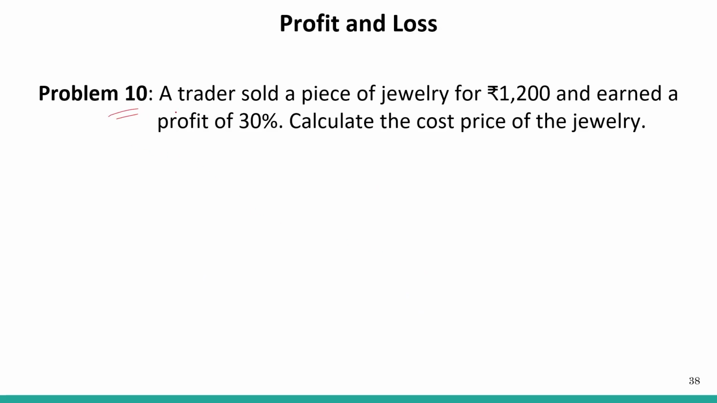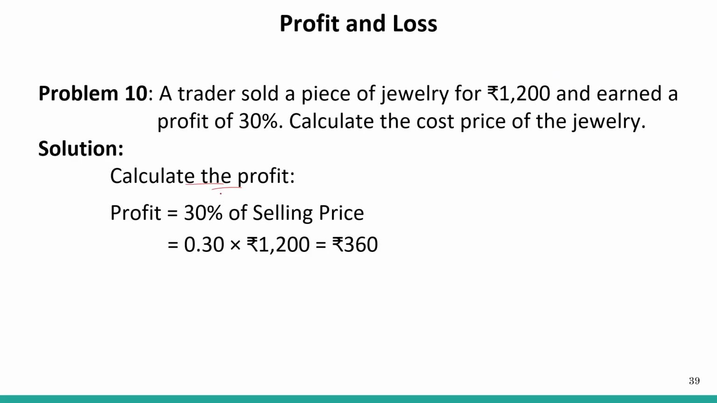So let's see problem number 10. A trader sold a piece of jewelry for 1200 rupees and earned a profit of 30%. To calculate the cost of the jewelry, first calculate the profit. Profit is 30% of the selling price, and the selling price is 1200. The decimal form of 30% is 0.30. Multiplying these two, we get the profit amount, 360 rupees.